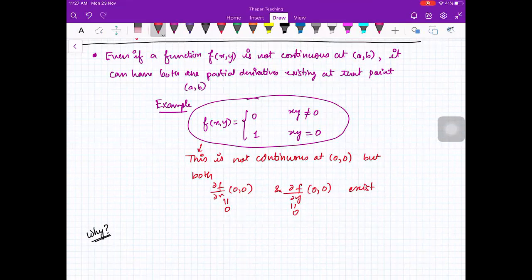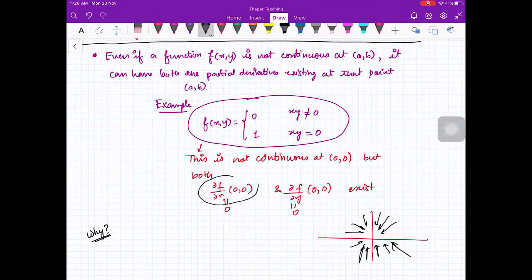Yes, ma'am. See, continuity means that from everywhere the limit should be the same. But for partial derivatives, you are just considering two directions, one along the x-axis and one along the y-axis. So you are just coming along this direction for the x-axis and this direction for the y-axis. It may happen that these limits will exist, although they are not the same. But when you are dealing with a function of one variable, you have only two possibilities.